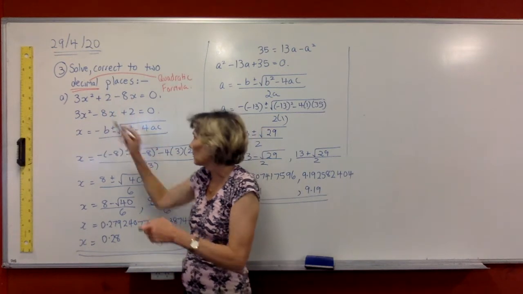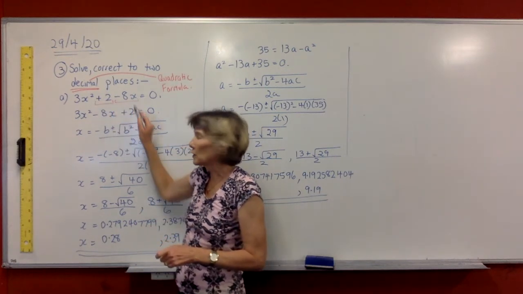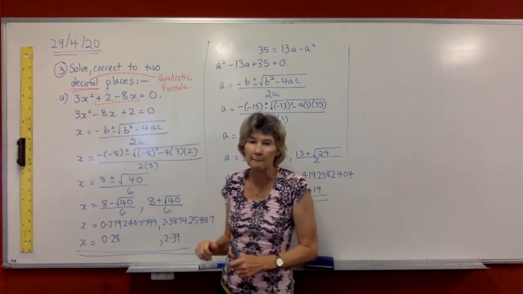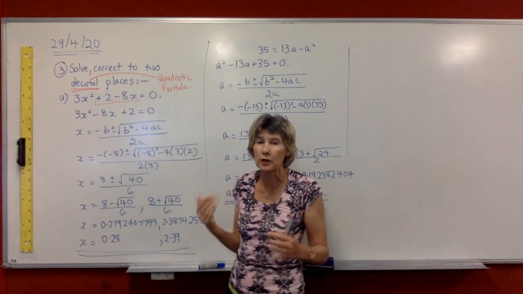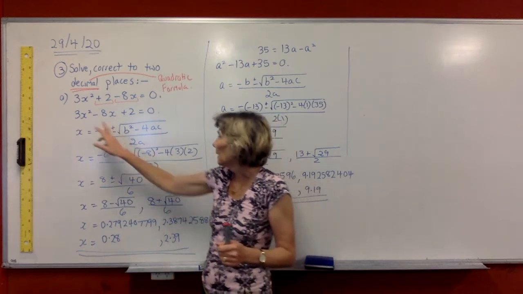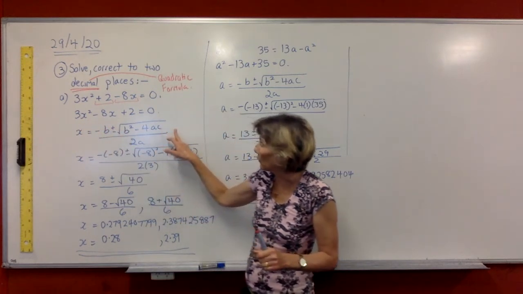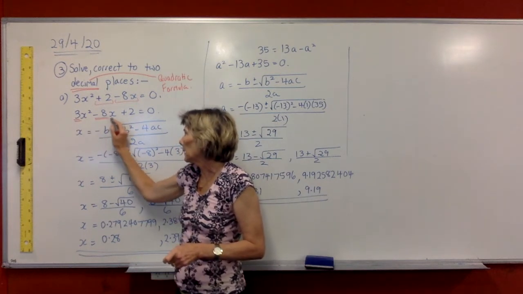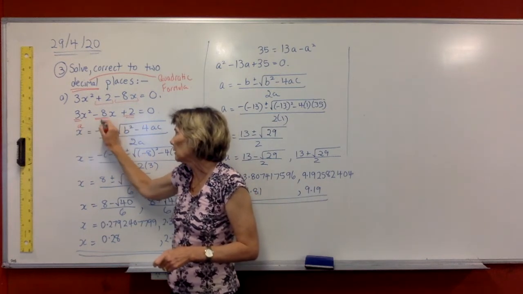These two terms are just going to be rearranged. So we're just putting the minus 8x first and the plus 2 second. We haven't changed sides, so we don't have to change any signs around. Now we're going to just use our quadratic formula. There it is. We've got A, B and C in the correct order now.